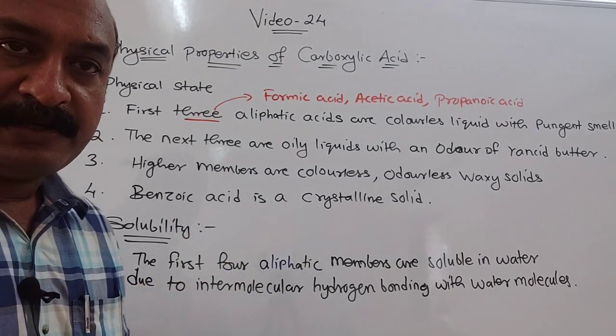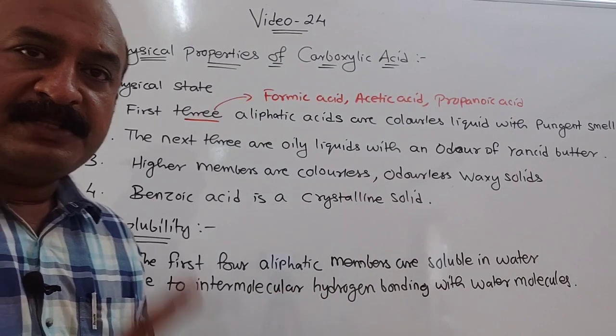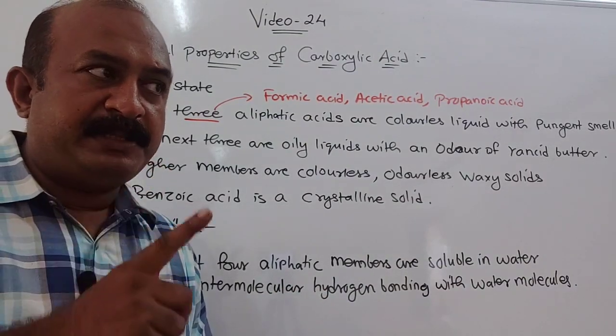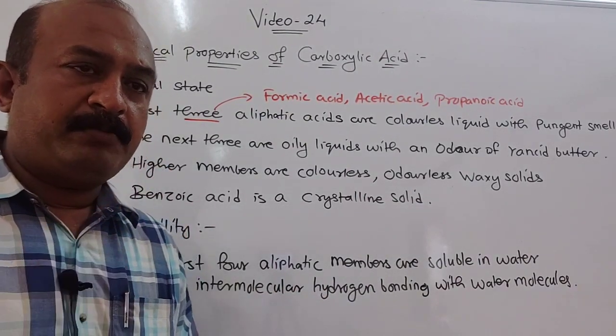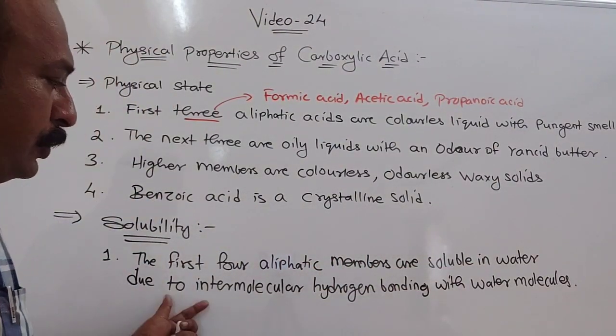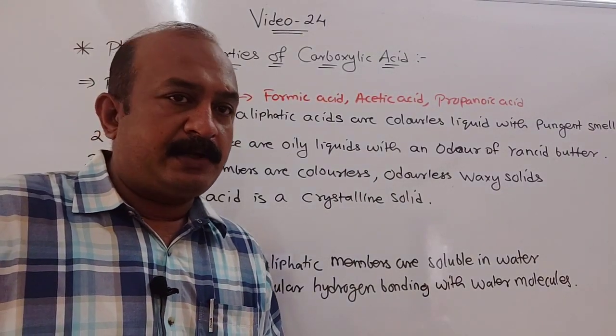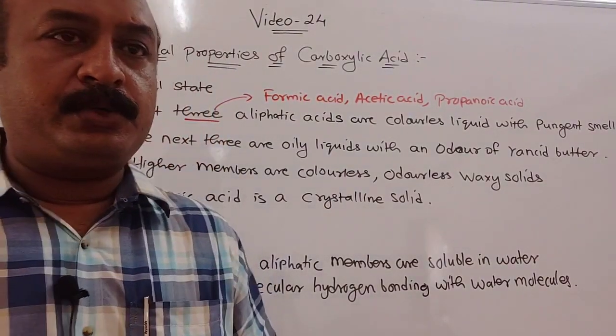Then the next part is the solubility part, right? Here it is written: the first four aliphatic members, up to butanoic acid. We start from methanoic, ethanoic, propanoic and butanoic. The first four aliphatic members are soluble in water due to intermolecular hydrogen bonding. Now what is intermolecular hydrogen bonding? I will be showing that to you.